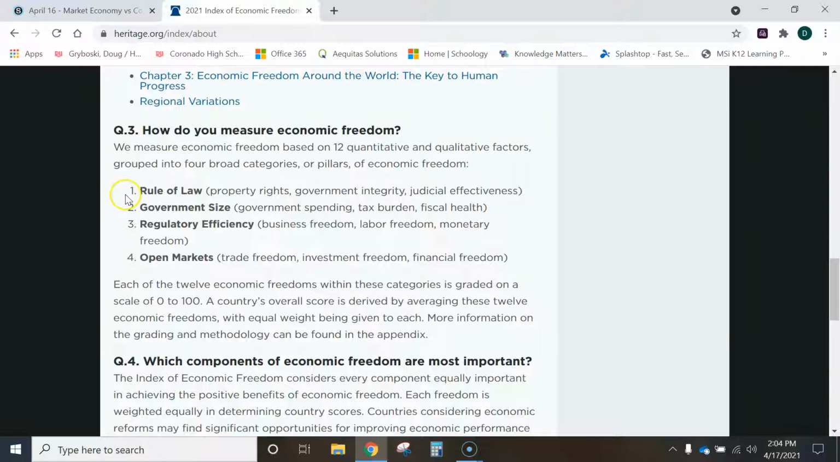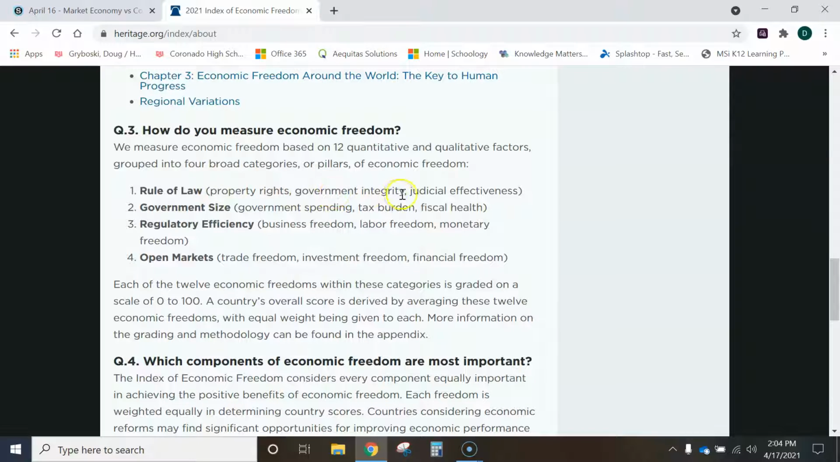So let's take a look. Rule of law, that means property rights. If a country respects property rights, then they get ranked higher. If the country does not recognize property rights, everything that you work for, any property that you attain is turned over to the government, and then the government redistributes it. In those economies, this would be a really low score, from 1 to 100.